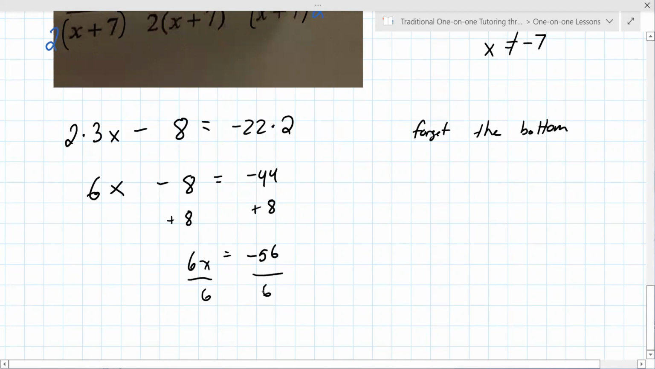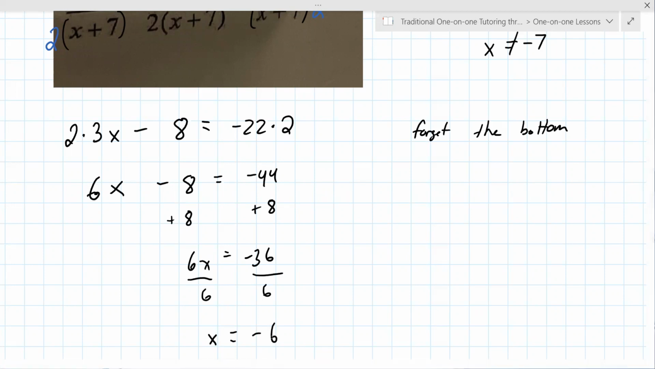And that does not work because I didn't add correctly. Wow. Minus 36. So x equals minus 6. These are designed to work out nicely. So if you get an answer like I was about to get, that's how I know there's probably a mistake.